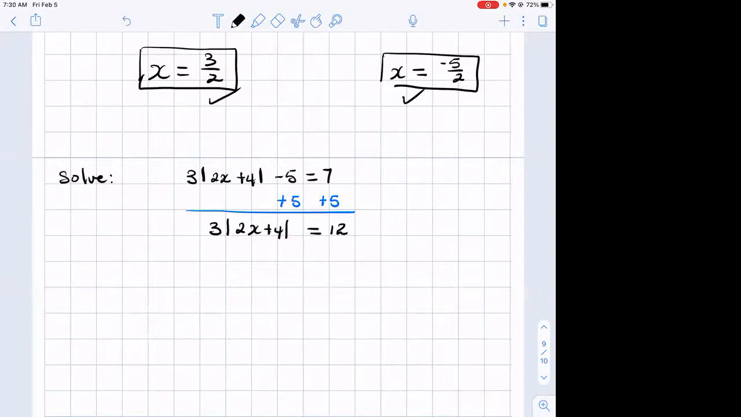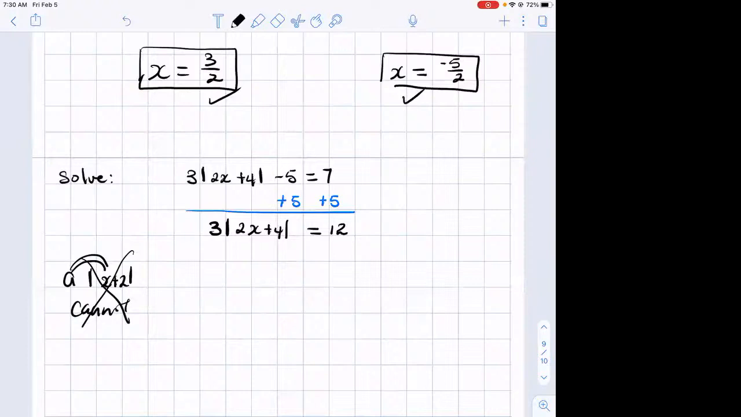Now, very common, I find that students distribute this 3 to the inside of the absolute value, and that can never happen. If you have a number outside of an absolute value, you cannot distribute. So this is wrong.